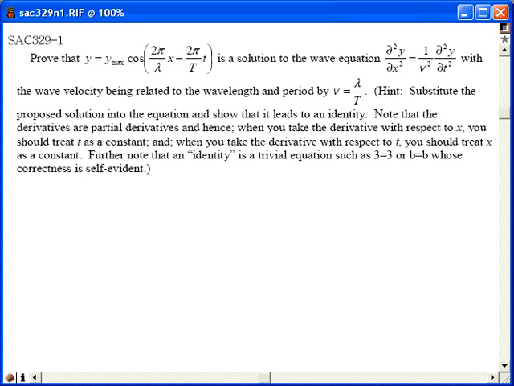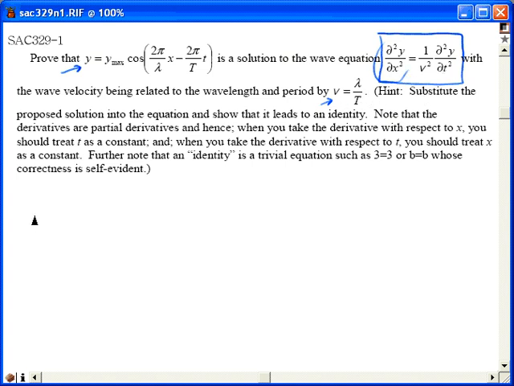In SAC 329, problem number 1, we want to substitute this expression for y over here and this expression for v into this equation and prove or show that it leads to an identity. In this differential equation, we never have y by itself, so we're going to take the second derivative of y with respect to x, substitute it in here, and take the second derivative of y with respect to t, and substitute that into here. And then the v goes in there as well.